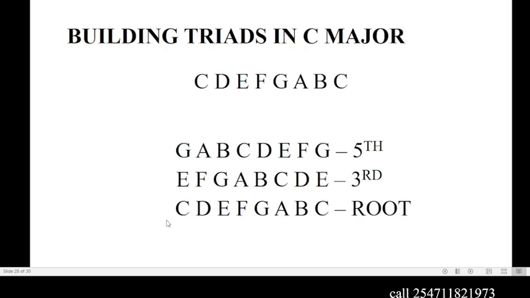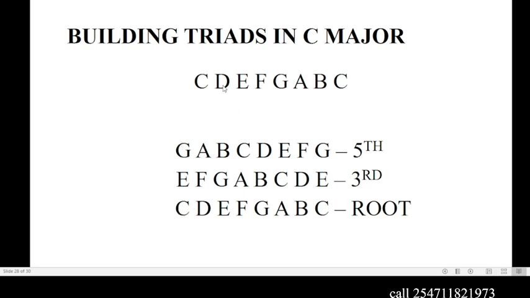Now, building triads in C major. For example, if you're building a triad, we want to build the triads from the scale of C major. So the first one will be C. We'll start with C as our tonic. Then 1, 2, 3, E will be our mediant, our third. Then 1, 2, 3, 4, 5, G will be our fifth.